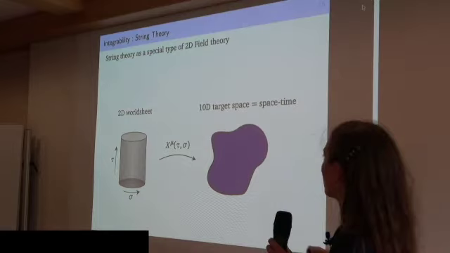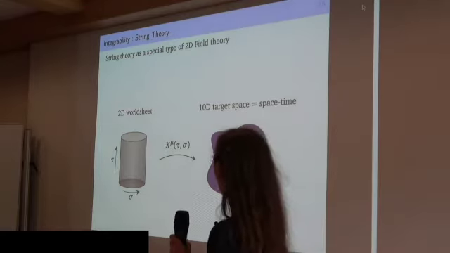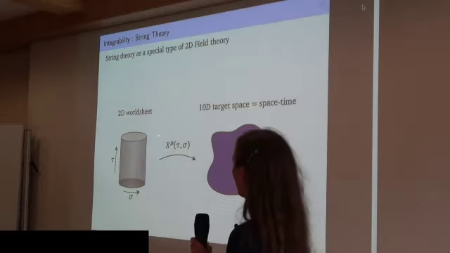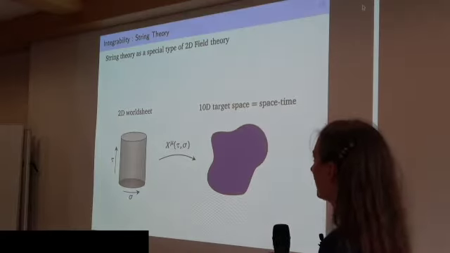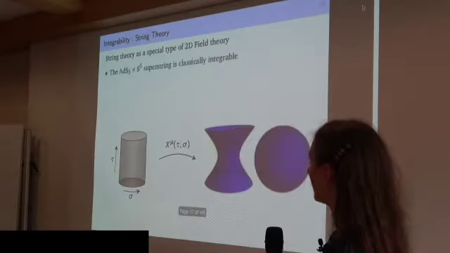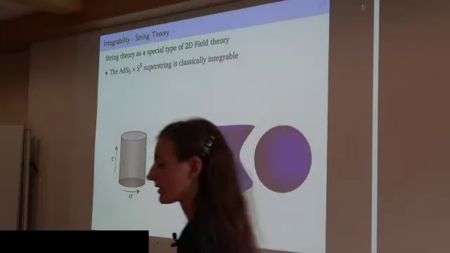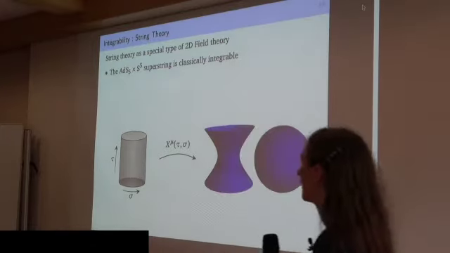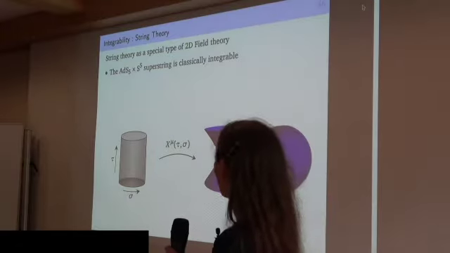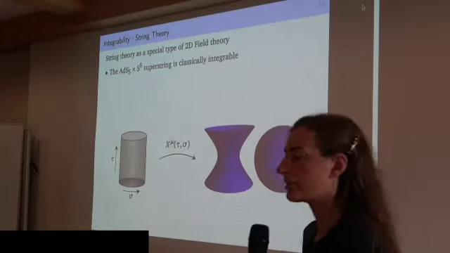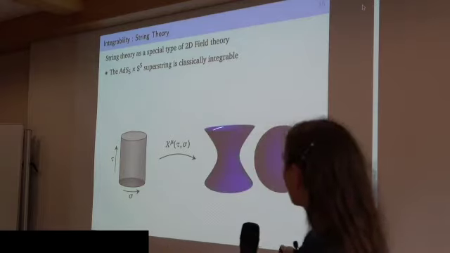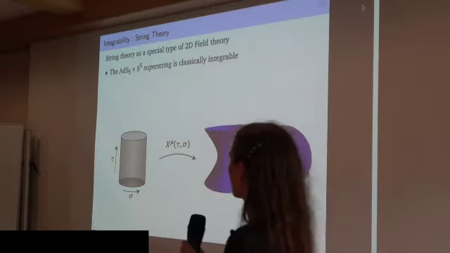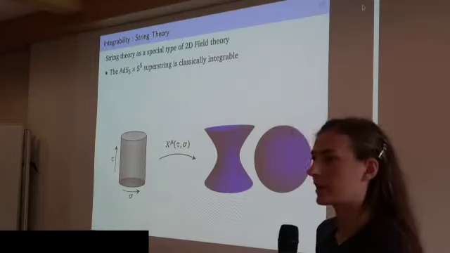Because for some target spaces or some spacetimes, this theory will actually be two-dimensional integrable. So it will be classically integrable in the sense that you can find a Lax, you can reformulate the equations of motion in terms of the flatness condition for a Lax connection. This is in particular the case for the AdS5 x S5 superstring, where the target space is the product between a 5-dimensional anti-de Sitter space and the 5-dimensional sphere. So this type of theory is classically integrable.